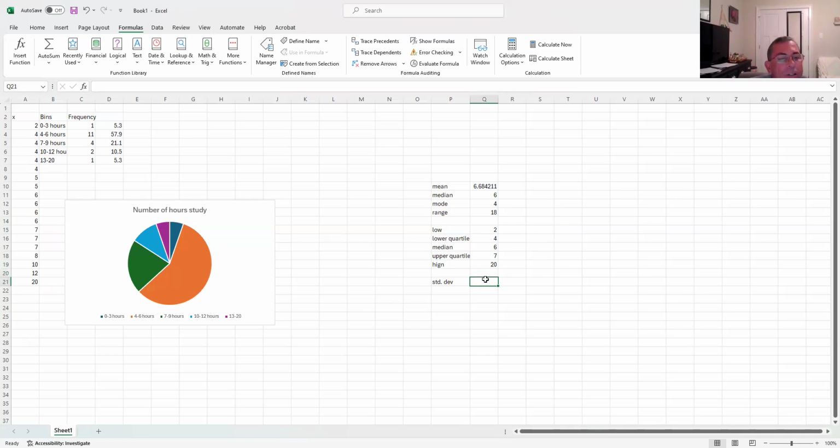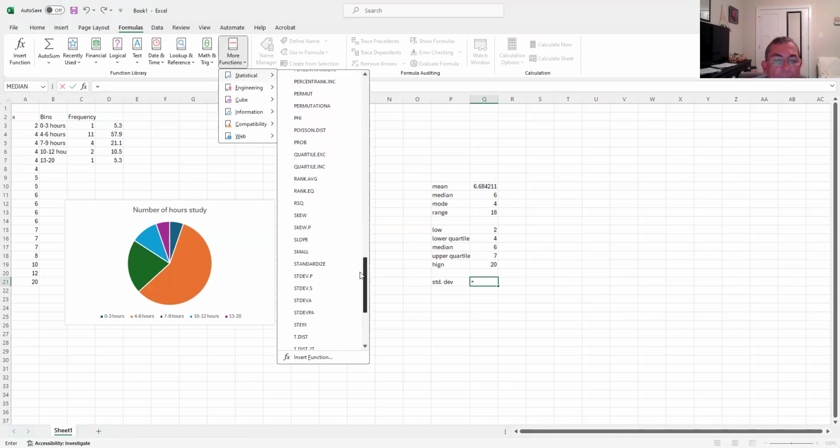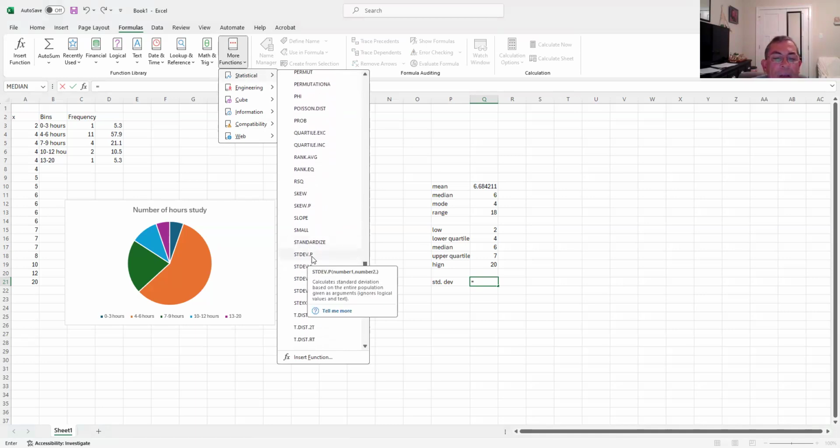Then we wanted to get our standard deviation. So this is going to equal, and y'all, I'm going to go get my formula, come up here to more functions again. I'm going to go to statistical, and I'm going to come down. Now they got standard deviation P, standard deviation S. I'm just going to get the S, so I'm going to hit standard deviation because this is my sample.